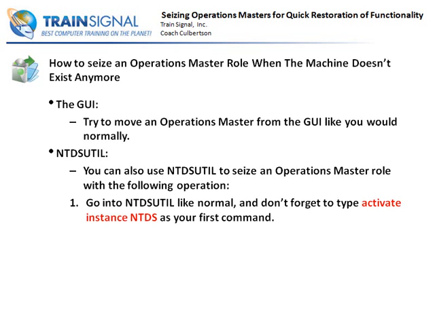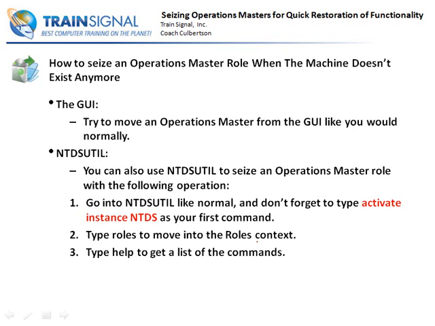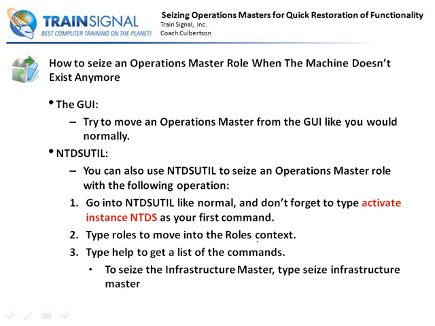You type ntdsutil, then you type activate instance ntds as your first command, like we always do. Then you type roles, so we simply type the word roles into ntdsutil to get into that roles context. If you want to, you could type help to get the list of commands. But here's the command you're actually going to use: seize infrastructure master. Yeah, it really is that easy.